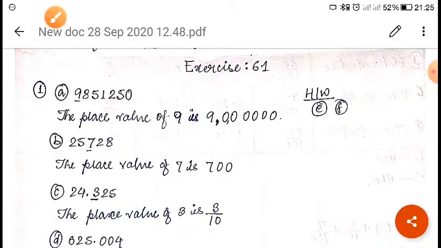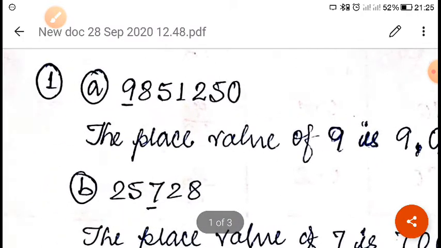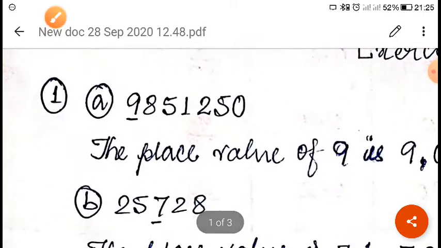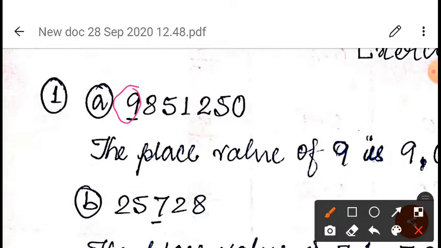We will start with the first exercise, which is exercise 6.1. In exercise 6.1, the first question asks to find the place value of the underlined digit in the following. In the first question, the underline is on the 9. What will be its place value? As you can see, there are 6 digits after it.